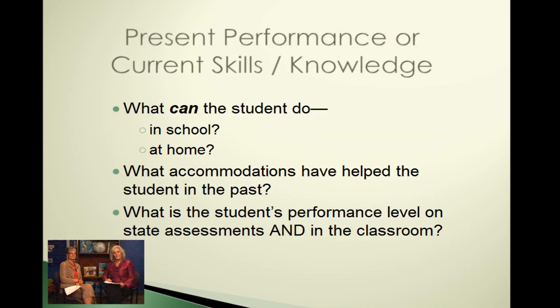Let's take a look then at what present performance or skills looks like. What we really want to do is focus on what the student can do. What is it that the student can do in school and at home? What kind of accommodations have helped in the past? And what is the current performance on state assessments and in the classroom? Notice all of these points are descriptions of present performance. They're not talking about what's missing. It's talking about what is the current performance.